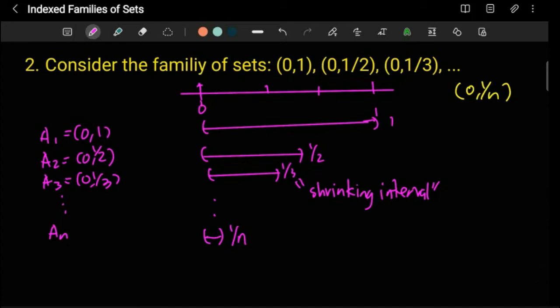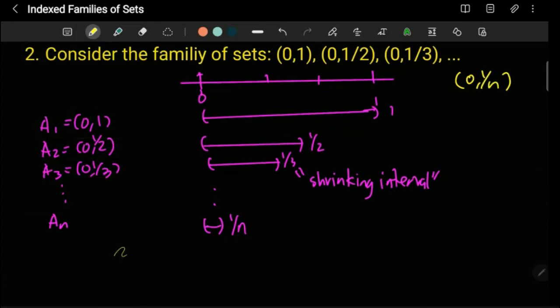Now, a few observations. Since the set is shrinking, that means A1 contains A2. Diba? This is A1, mas mahaba. Yung A2 hanggang dito lang. Ayan lang yung A2. Yung A3 hanggang dito lang sa 1/3. So, ibig sabihin, yung buong A3 contains siya sa A2. Baliktad yung relationship natin. Ganon din yung A4 and so on. Paliit ng paliit yung set natin.